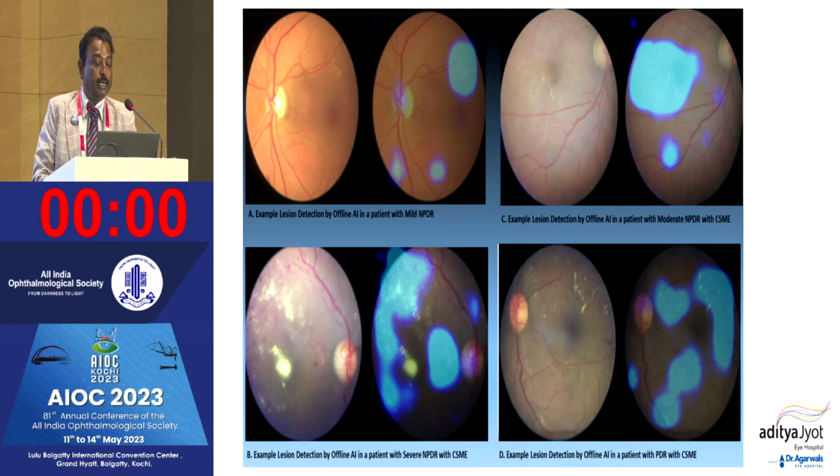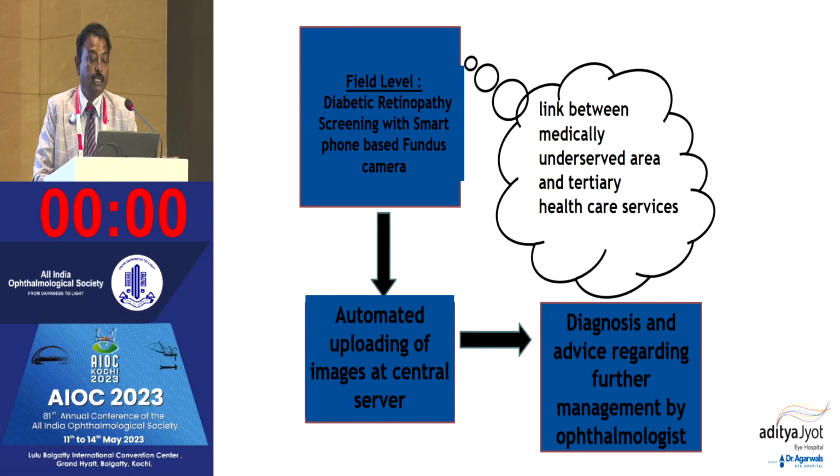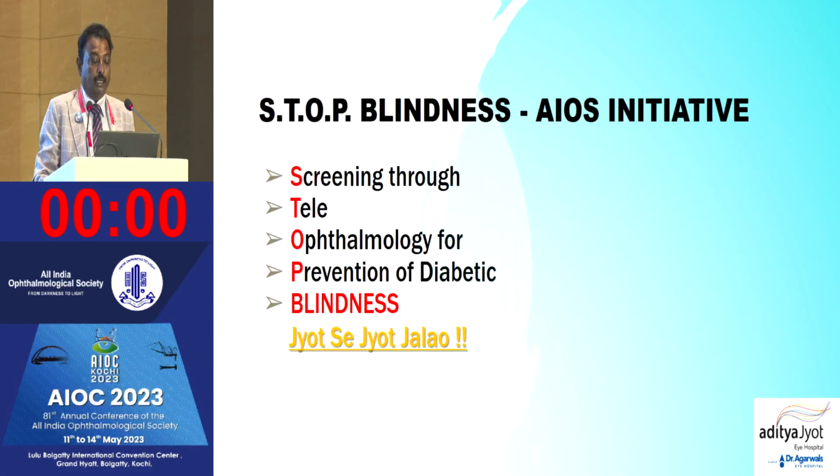So this is an example of the various stages of diabetic retinopathy. The blue is detecting the abnormal color, and then with the stored images, the AI detects that the patient is having PDR or PDR with CSME, and then it says referable or non-referable. So this is a link between medically underserved areas and tertiary healthcare services, and you can send the images anywhere, and it's already there.